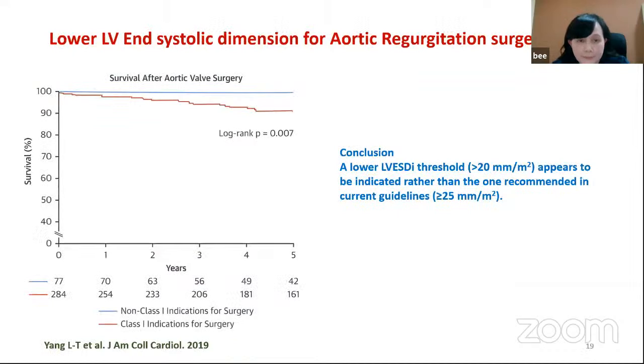Now, so it seems that a lower index left ventricular systolic dimension, that is greater than 2 cm/m², appeared to be indicated for earlier timing of valve surgery for severe aortic regurgitation rather than the one that is recommended in the current guideline, which is set at greater than 2.5 cm/m².